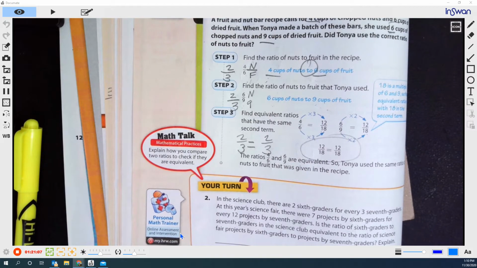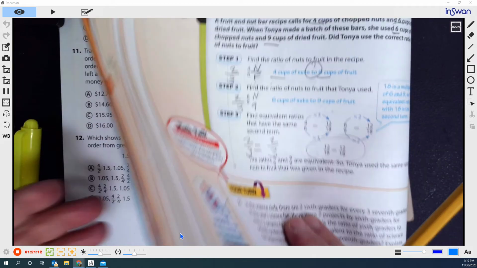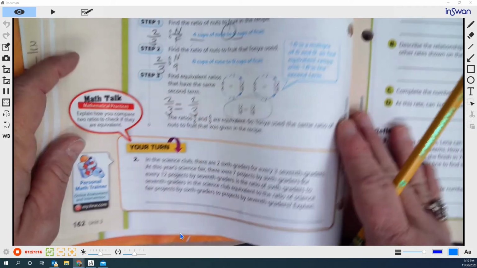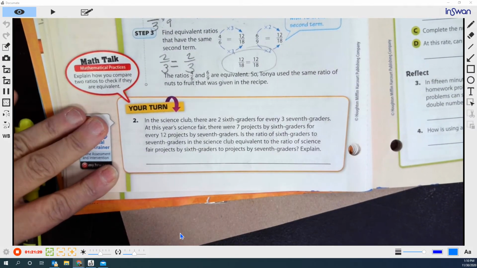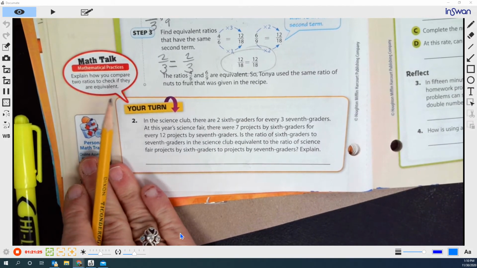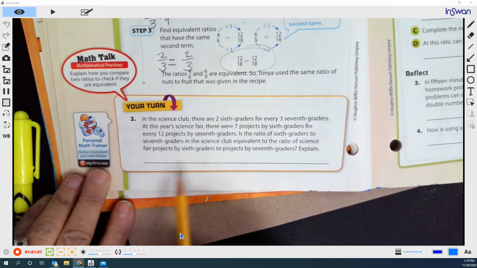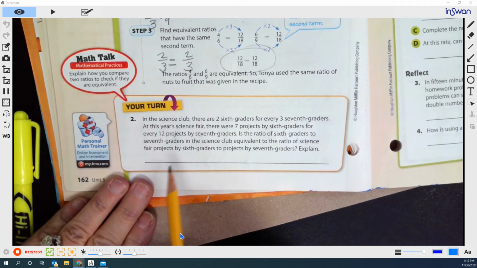Let's look at that your turn question at the bottom, and let's map it out, because I think being able to set it up and label what we're doing is going to be really helpful. If you look at this problem, this is at the bottom of page 162.